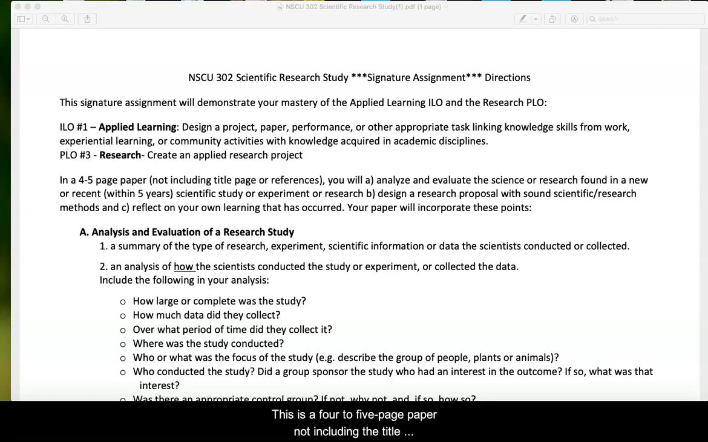This is a 4 to 5 page paper, not including the title page or references. And here what you're going to do is analyze and evaluate the science or research found in a recent scientific study or experiment. Then you're going to design a research proposal with sound scientific and research methods. You don't actually have to do the research, and then you're going to reflect on your own learning that has occurred. So that sounds like a lot, right? But it's actually not too bad. So what we're going to do is break it down.